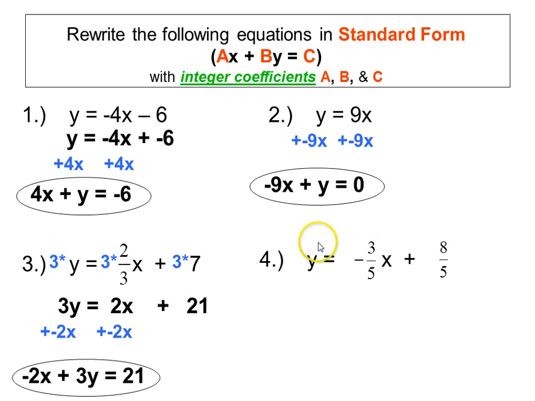Number 4, we're dealing with the same kind of thing. We have a couple fractions here, so we've got to get rid of the fractions. We look at the denominators and see that they're both 5. So we're going to multiply this entire equation by 5. That will eliminate the 5's in the denominator.